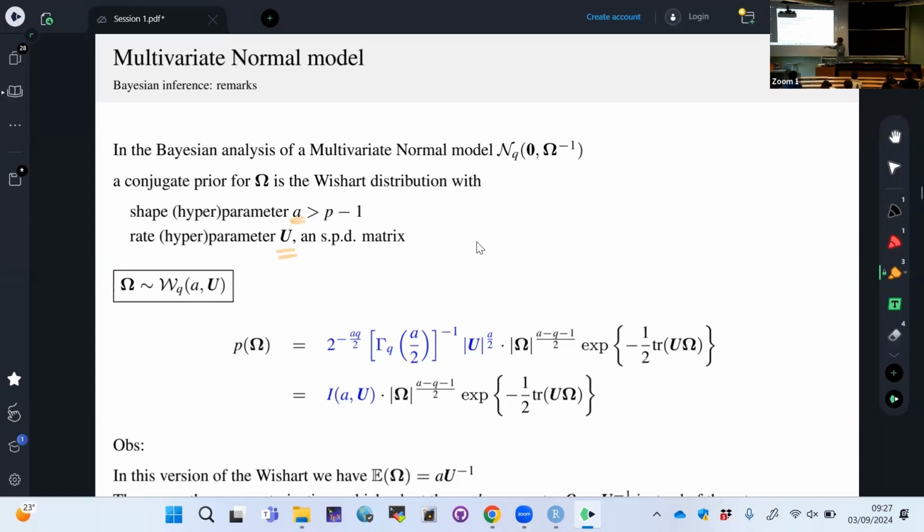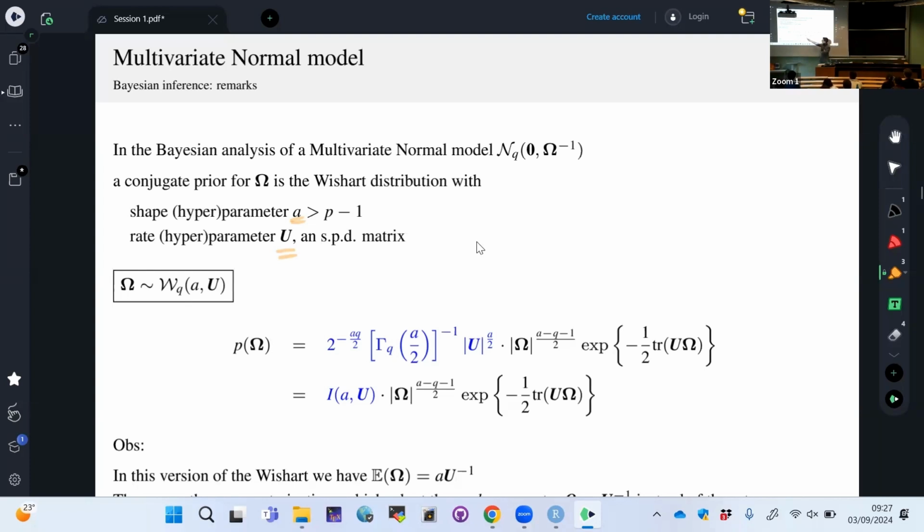The blue term is what is typically called a normalizing constant, something which does not depend on omega. The black term is instead the kernel of the distribution, which we can call I_A(U). We will see that this normalizing constant plays a crucial role in Bayesian model selection, while not an important role for posterior inference, at least directly.